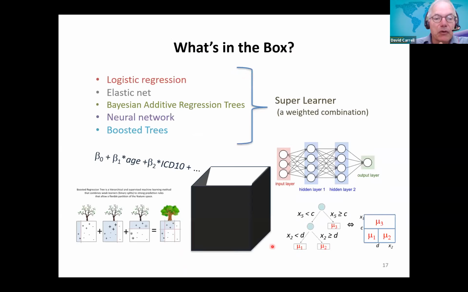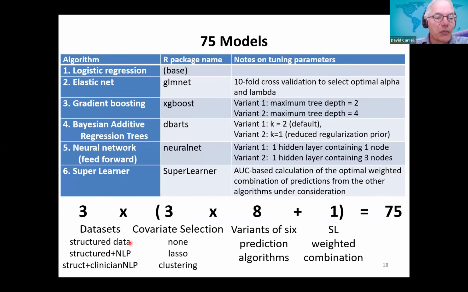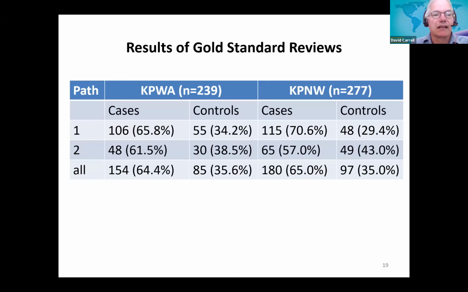The modeling, I won't go into much detail on the model. There were many different types of machine learned models. As you can see here on our next slide, we had 3 different data sets, 3 different covariate selection methods. There were 8 different models described here and in the paper. And then we also had a super learner model. So it was 75 different models that we tested in this data.